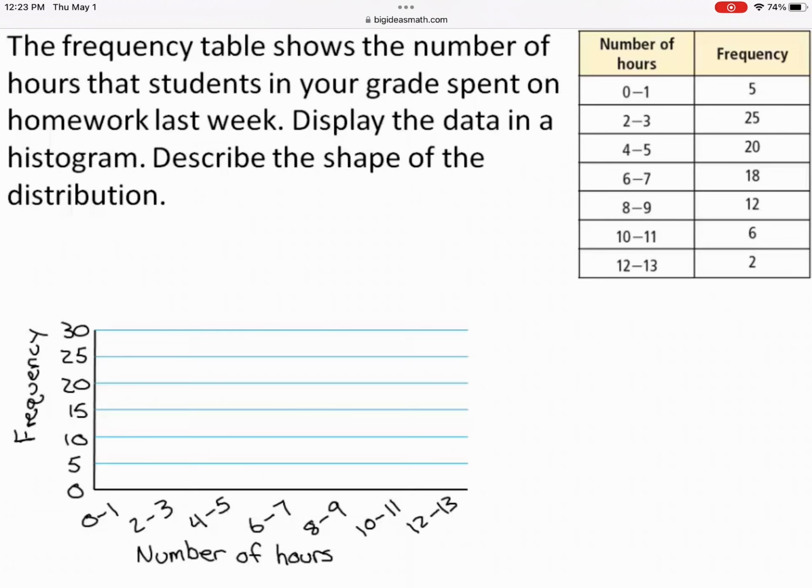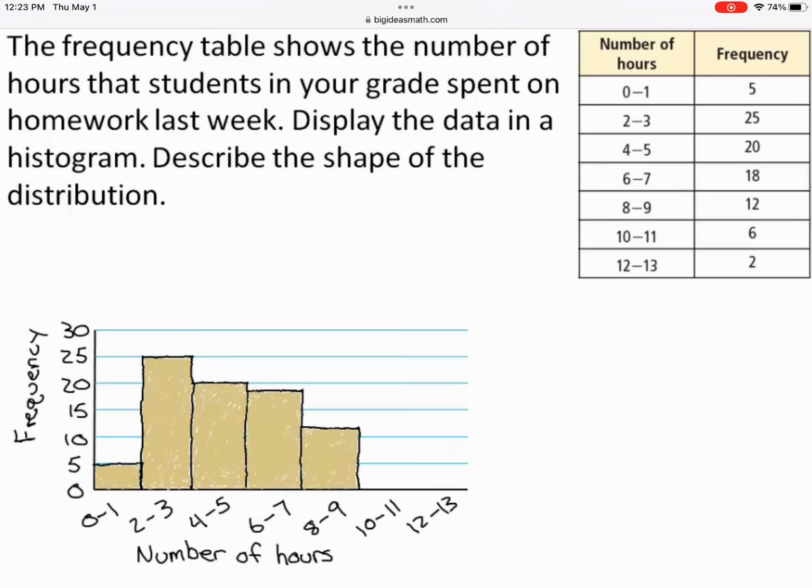0 to 1 hours has a frequency of 5. 2 to 3 hours has a frequency of 25. 4 to 5 hours has a frequency of 20. 6 to 7 hours has a frequency of 18. 8 to 9 hours has a frequency of 12. 10 to 11 hours has a frequency of 6. And 12 to 13 hours has a frequency of 2.